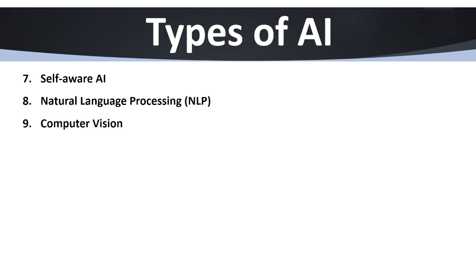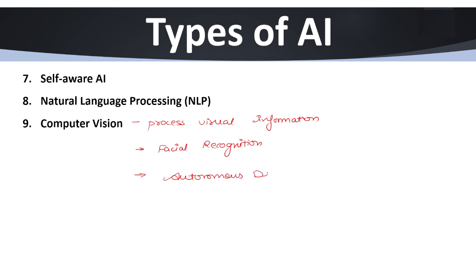Next is computer vision. AI that interprets and processes visual information. For example, facial recognition, and another example is autonomous drones. So drones that can navigate and identify objects using visual data is called autonomous drones.